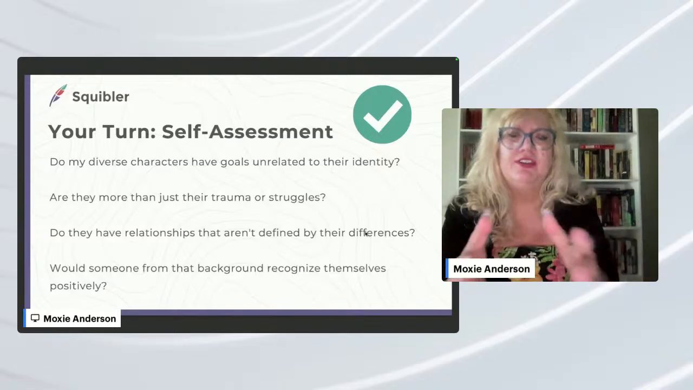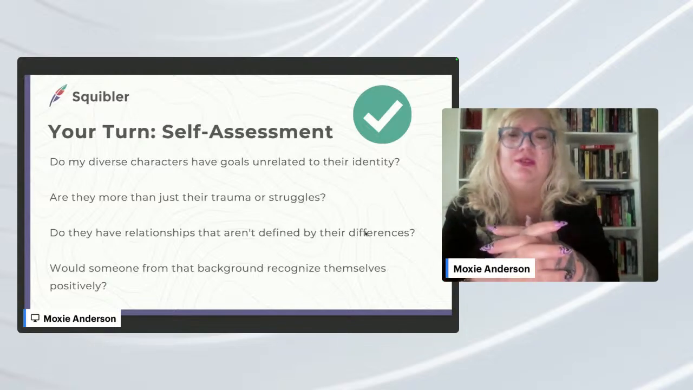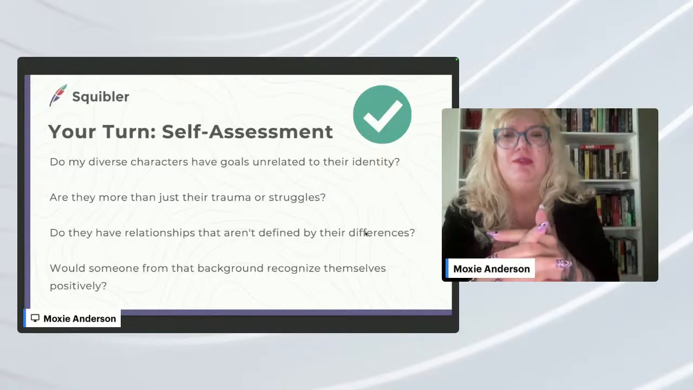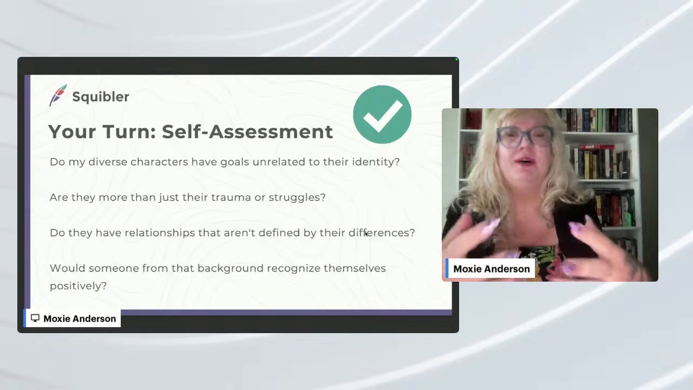You can ask if your diverse characters have goals that are unrelated to their identity. What do they want that isn't part of their background? Are they more than just their trauma or struggles? Do they have relationships that aren't defined by their differences? And would someone from the background that you're writing about recognize themselves positively?